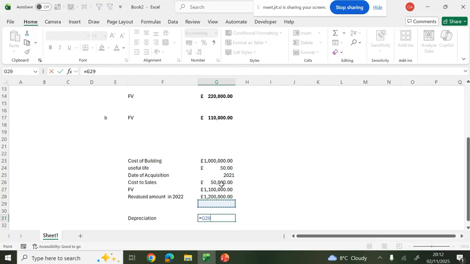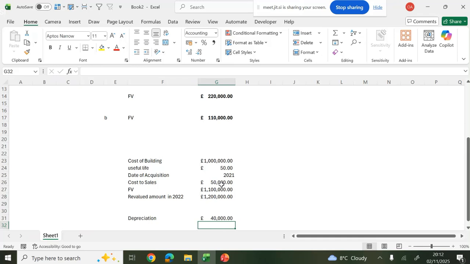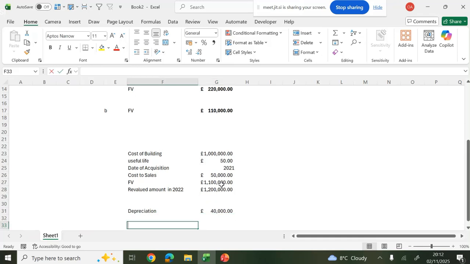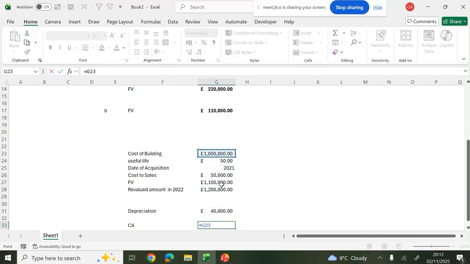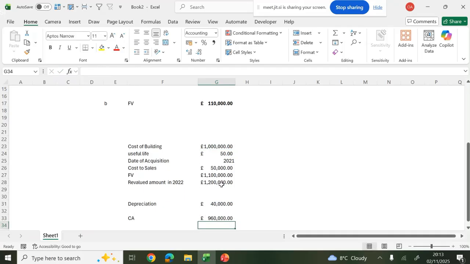1 million divided by useful life, times 2, times 2 years. That means our carrying amount, CA, is going to be 1 million minus that. That's our carrying amount. Does that make sense?